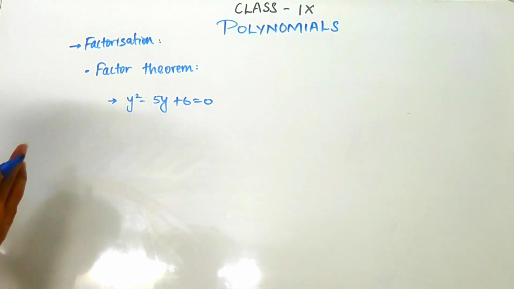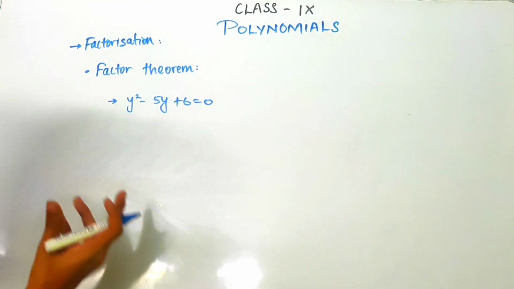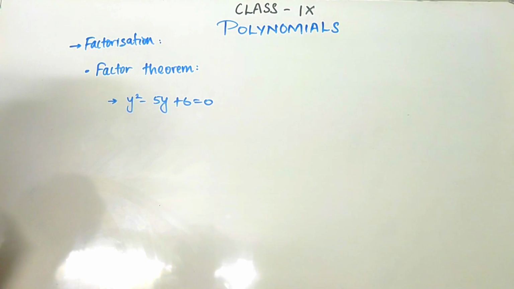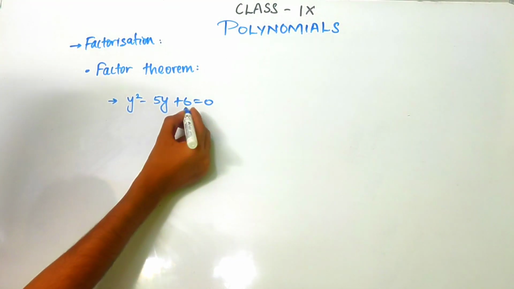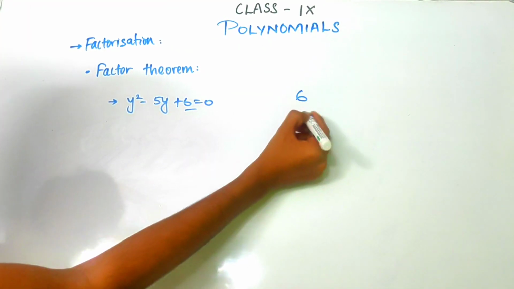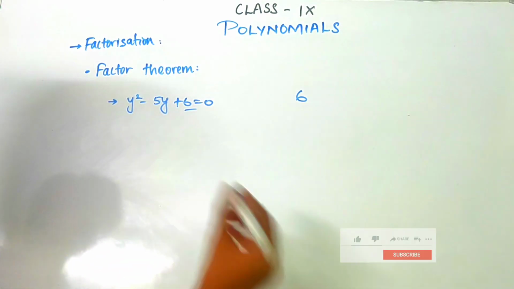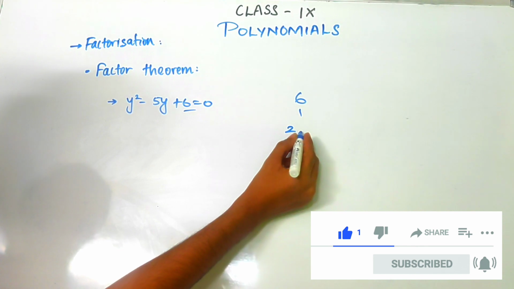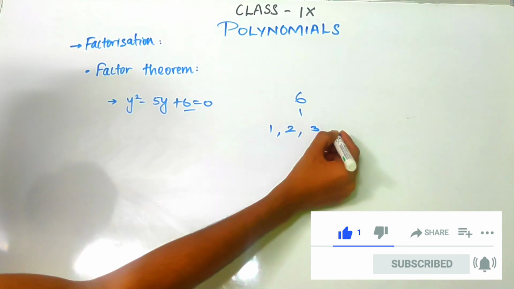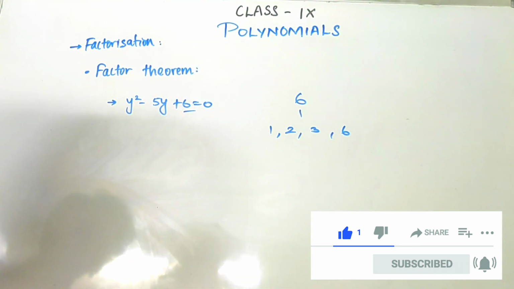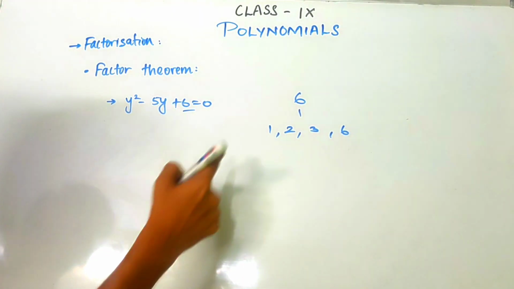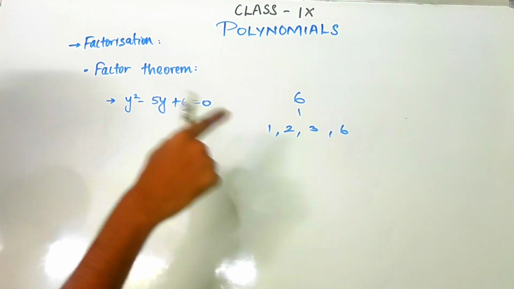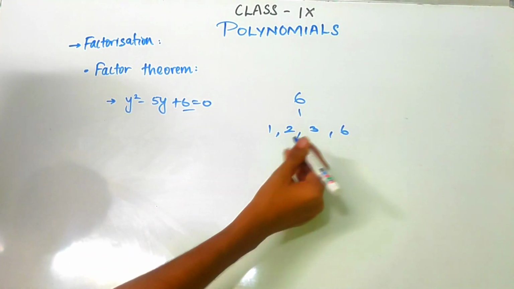Why I use the same example is so that you can understand the complexity or the lengthiness of this process. So what you do in this method is take this constant term, this is 6. Now you write down all the factors of 6. So you can write it down as 1, 2, 3 and finally 6. So these are all the factors. Now what you do over here is substitute the values. So you substitute 1, 2, 3 and 6 and the negative terms as well. So minus 1, minus 2, minus 3 and minus 6.